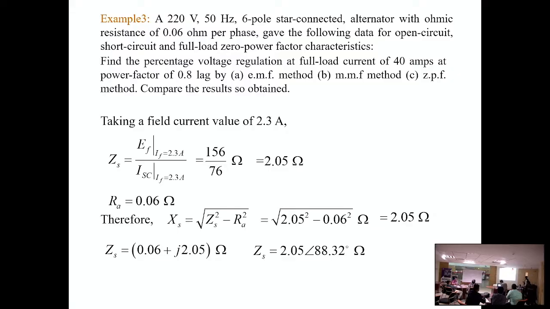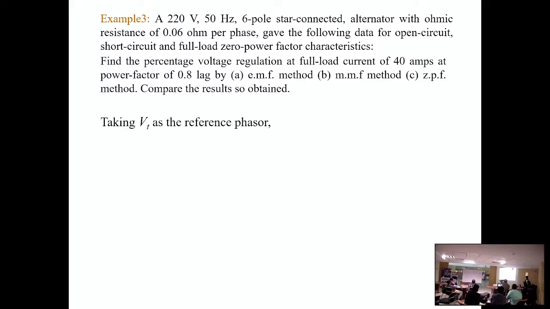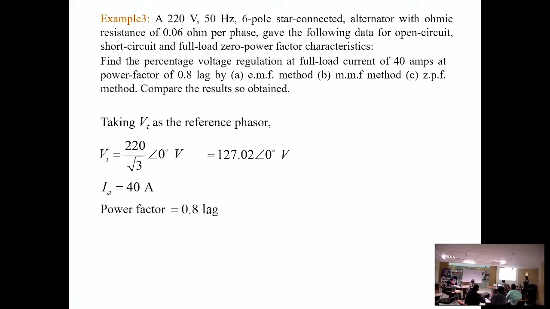So we have to calculate the voltage regulation at rated full load current, that is 40 ampere at 0.8 power factor lagging. So power factor and full load current, both are given. Okay. So here we will take Vt as the reference phasor. Vt equals, this is the line value, so we need the phase value, and Ia is given as 40. The power factor is 0.8 lagging.